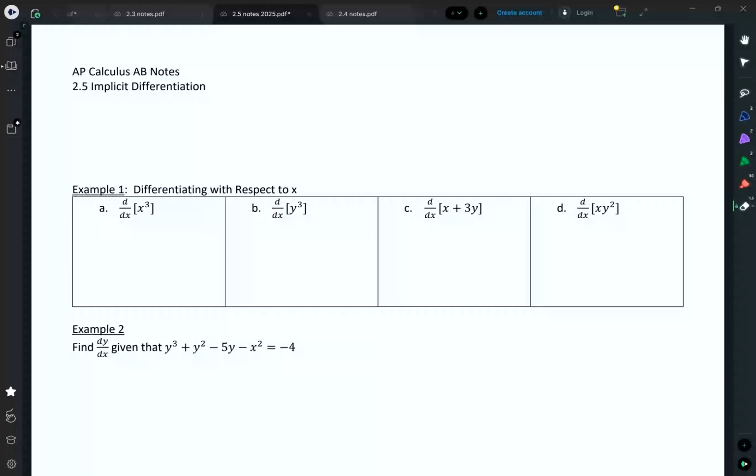Hello class, these are our Calc AB notes for section 2.5, implicit differentiation. So up until now we've been working with explicit forms of equations. An explicit form is y equals, and those are really nice to work with. An example would be y equals 3x squared minus 5. Those are easy. We find y prime, we take our derivative, we're good to go.